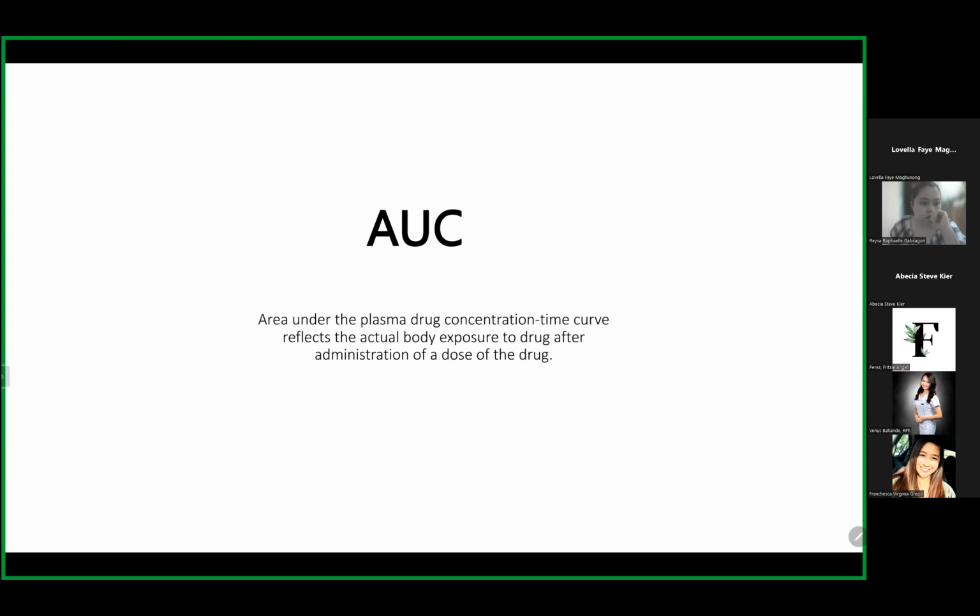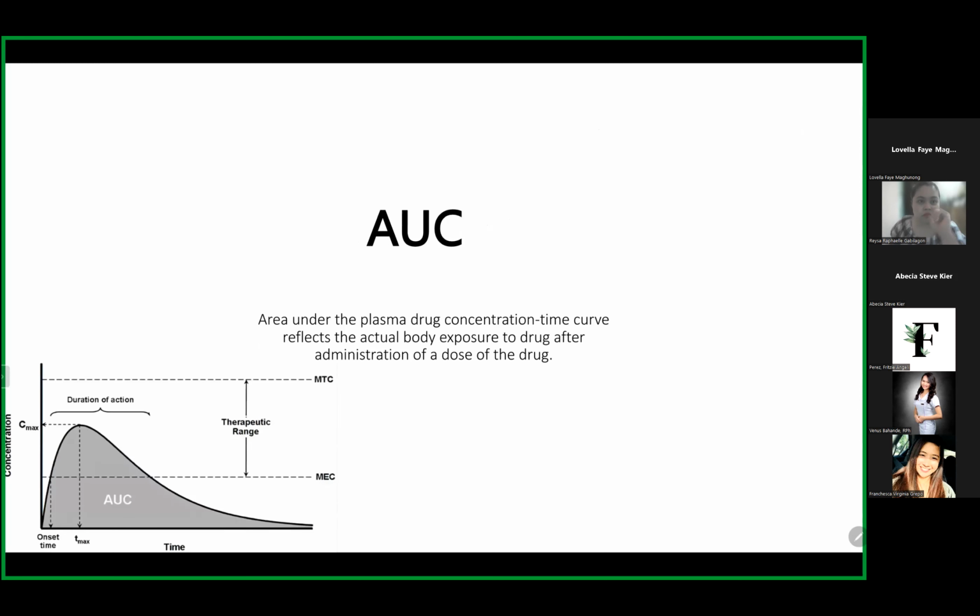And we have the last, AUC, area under the curve, which is the area under the plasma drug concentration time curve that reflects the actual body exposure to the drug after administration of a dose of the drug. Here again is a familiar graph of our AUC. Whatever the curve covers, that is our AUC. And AUC is determined through our Cmax and our Tmax, concentration maximum and time maximum.